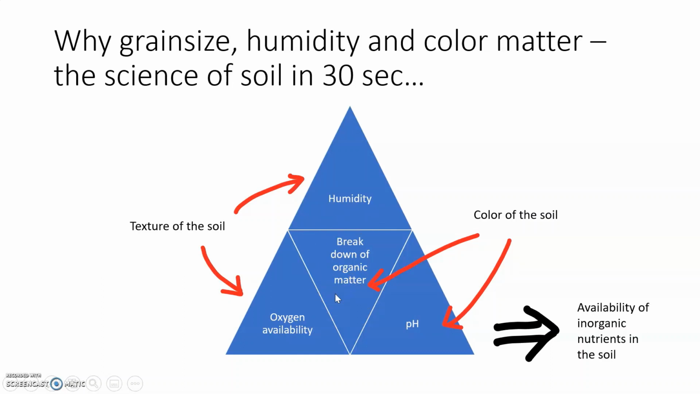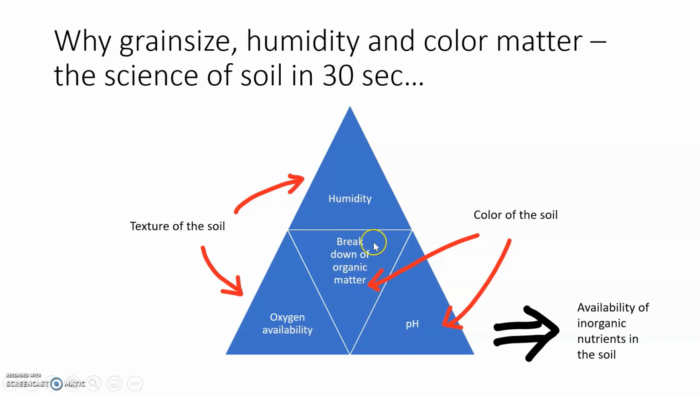And if there is not that much oxygen, and if the pH is acidic, and if the soil is very humid, then the rate of breakdown of organic matter will be very slow. But if the soil is more dry and the texture is more sandy and the pH is neutral, then a lot of organic matter will be broken down quickly.